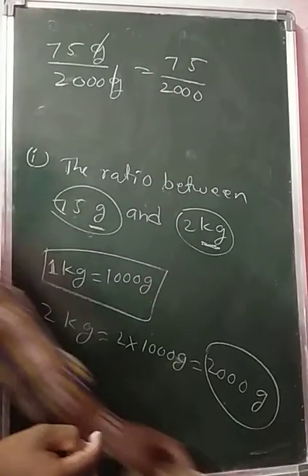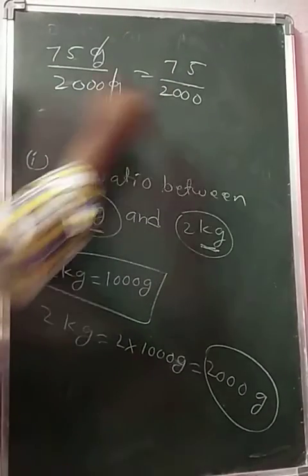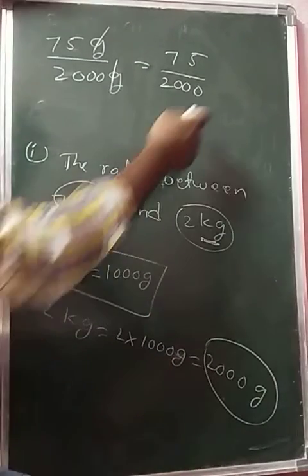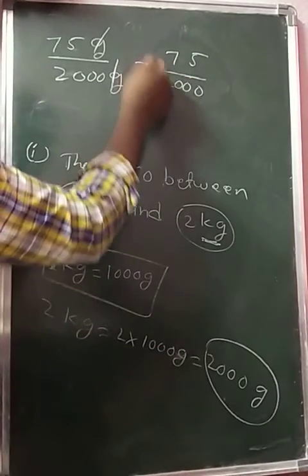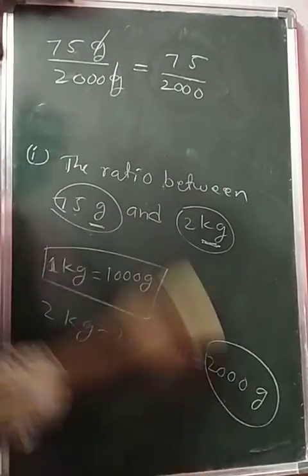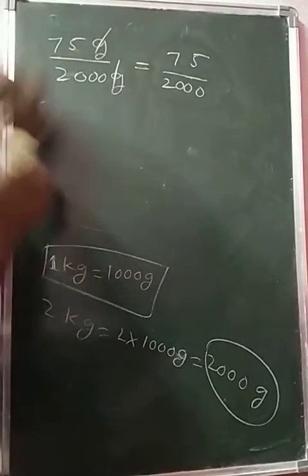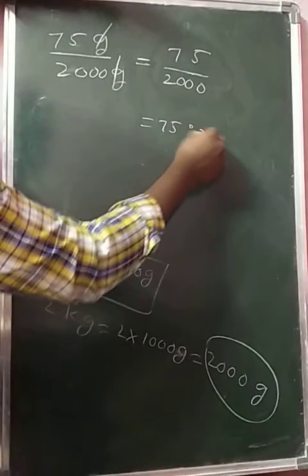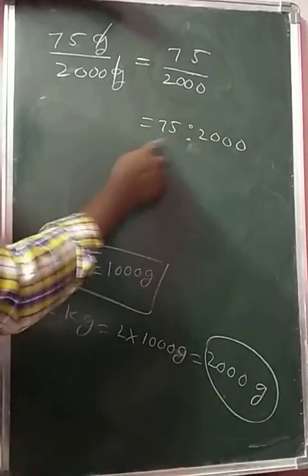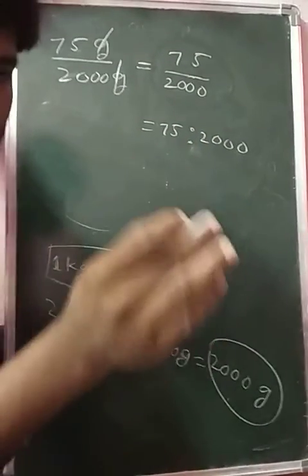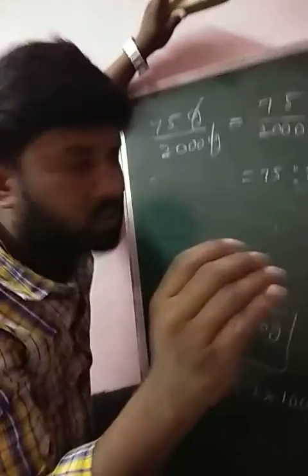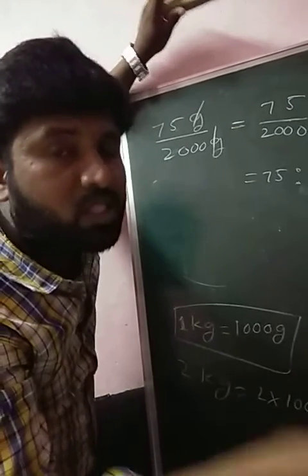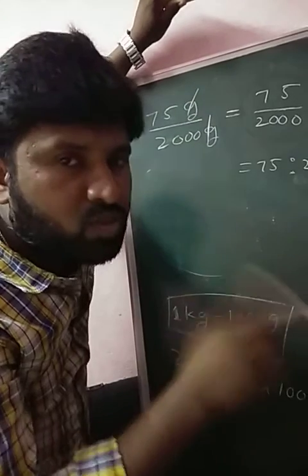If I want to write the ratio form, this is a fraction form actually. ఇది fraction form లో ఉంది. దీన్ని యాజ్ యూజువల్గా రేషియో ఫామ్లో ఎలా రాయొచ్చు? We can write it as 75 is to 2000, but I am going to write the ratio in its simplest form. సింప్లెస్ట్ ఫామ్ ఆర్ లోయెస్ట్ టర్మ్స్లో రాయాలి.